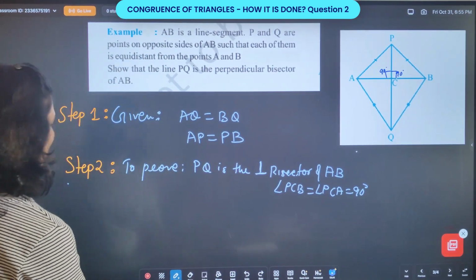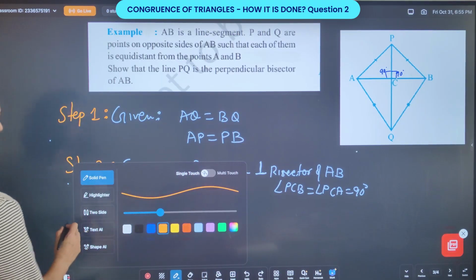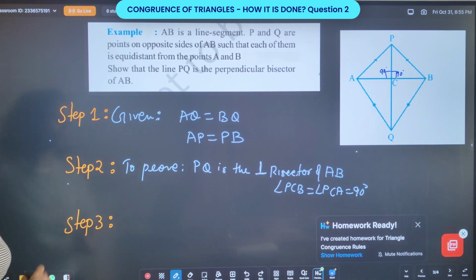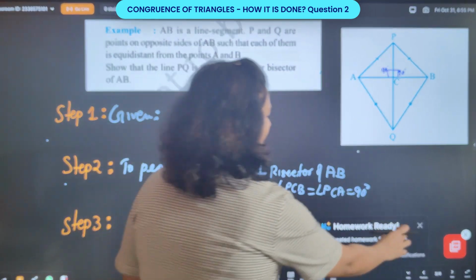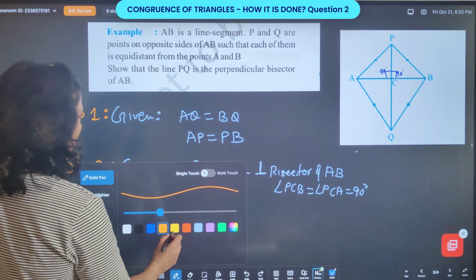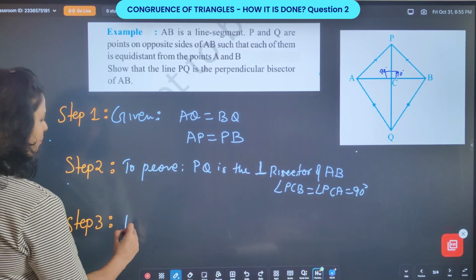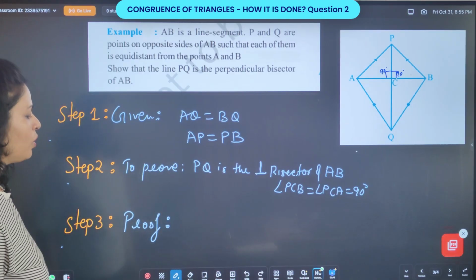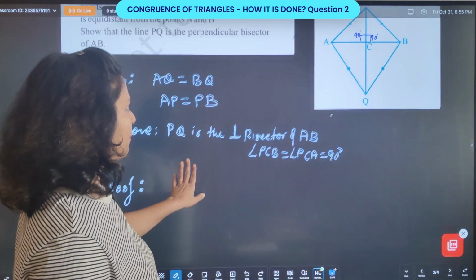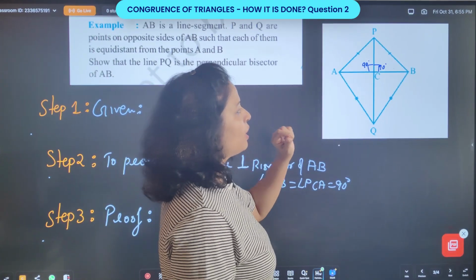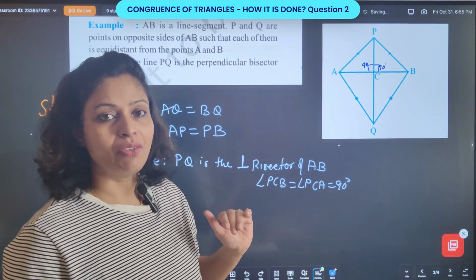So how do we do it? The third step is the proof. How do we go about proving this question? First, we need to identify which congruency rule we will apply here.